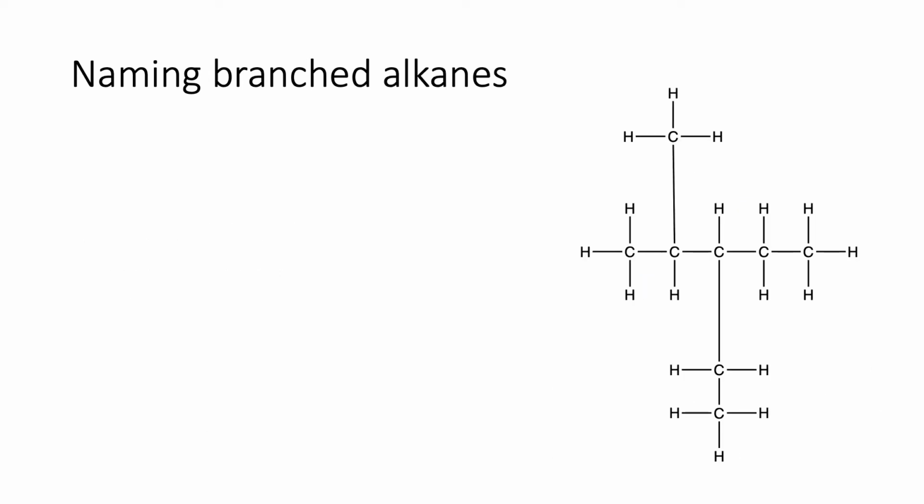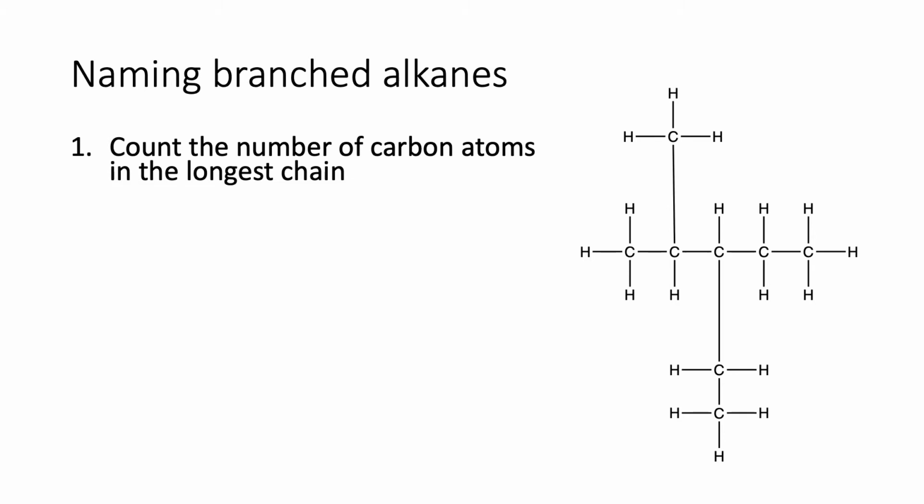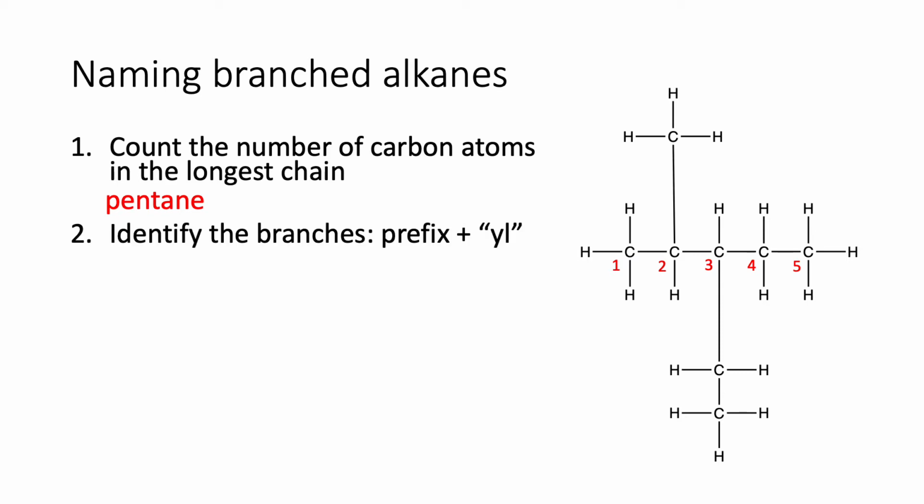In order to name a branched alkane, first we count the number of carbon atoms in the longest chain. In this case, we have 1, 2, 3, 4, 5 carbon atoms, so this chain is pentane. I'm going to leave those labels on the carbon atoms just now. Next, we identify the branches.